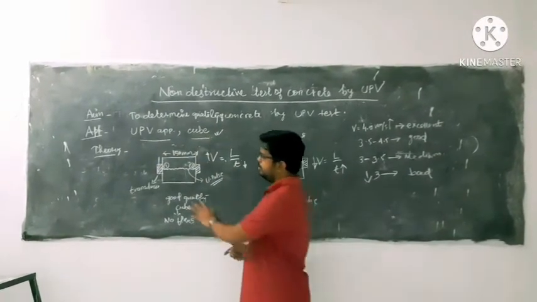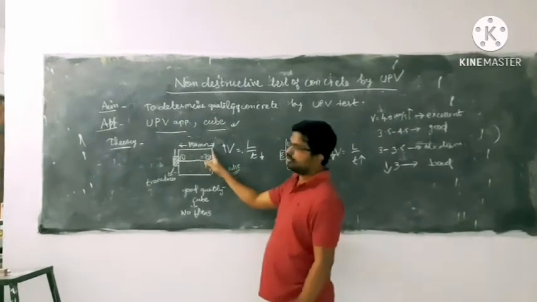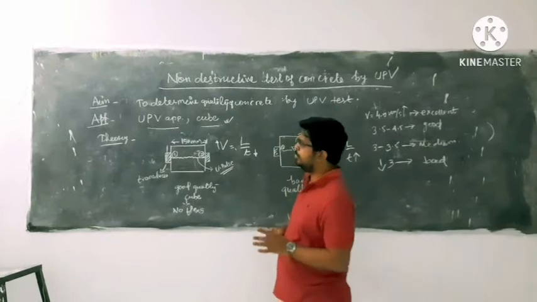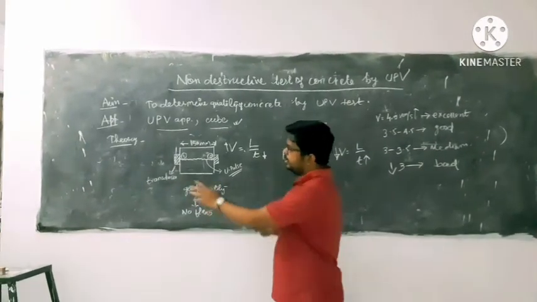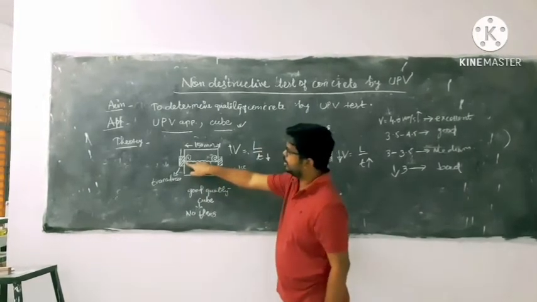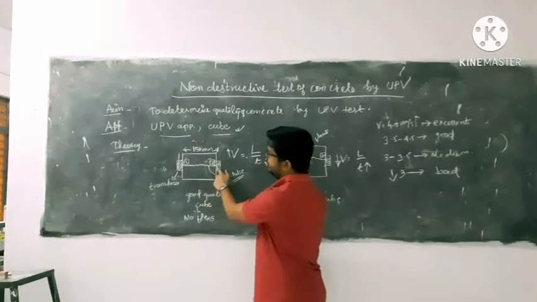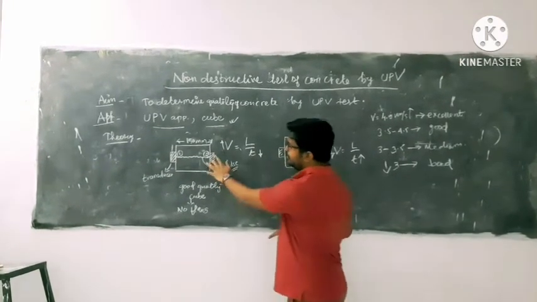So theory is very simple. Suppose this is a cube. We know the length of the cube is 150 mm, 150 into 150. What we do is there is a transducer. We put one transducer here, another is here. One is at position 1, another at position 2.